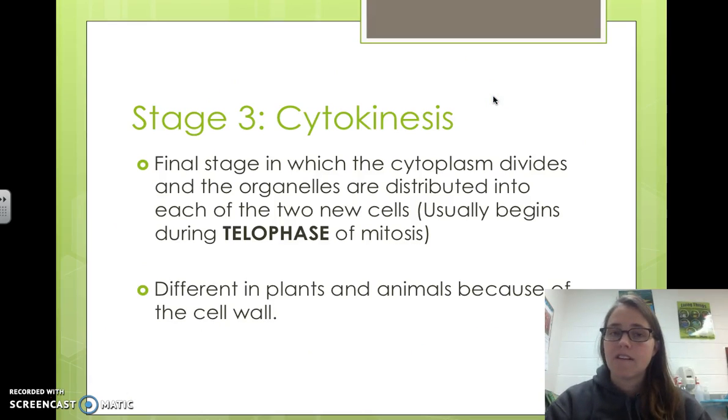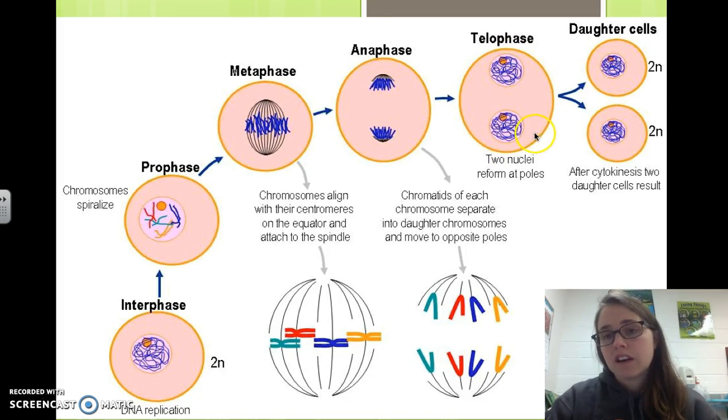The final phase of the cell cycle is cytokinesis, and its name actually means exactly what it is. Cyto means cell, and kinesis means splitting, so this is the splitting of the cells. It's the final stage in which the cytoplasm divides, and the organelles are distributed into each of the two new cells. This usually begins during telophase of mitosis. If you look back here, you see that we have our two new nuclei with our new copies of DNA in them. Now the cell is going to start to distribute its organelles into their appropriate places. It will go through this last phase of cytokinesis, and then we will have two new daughter cells.